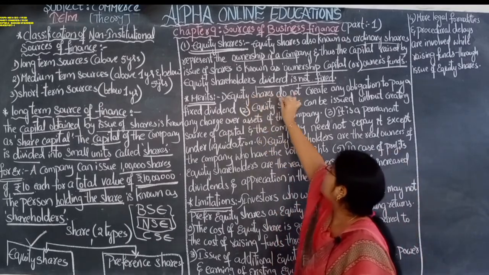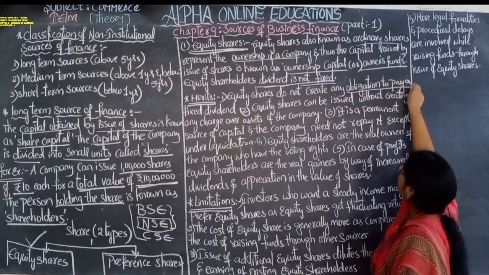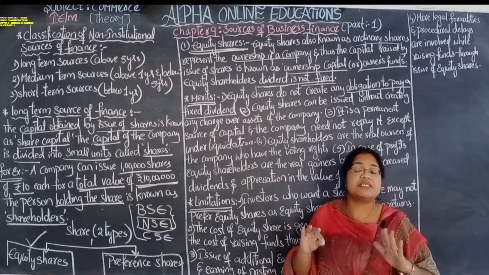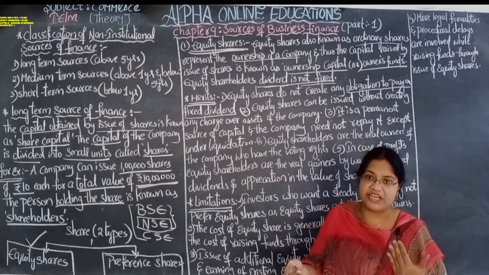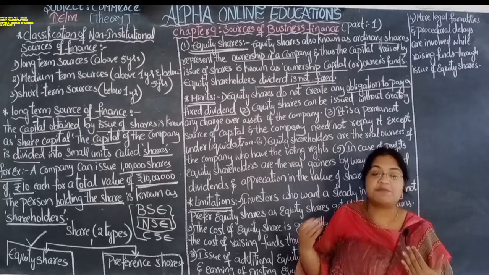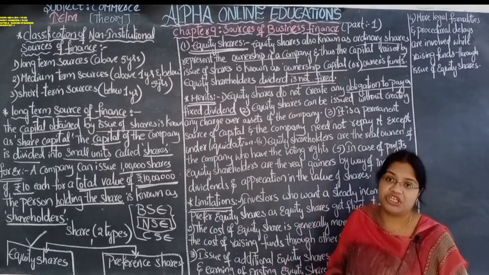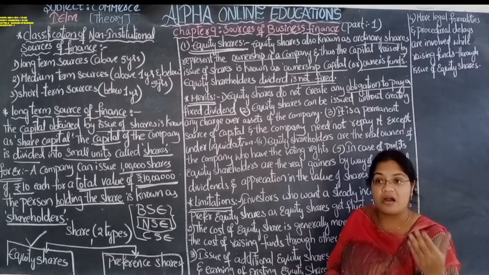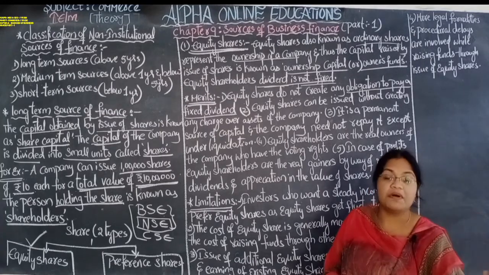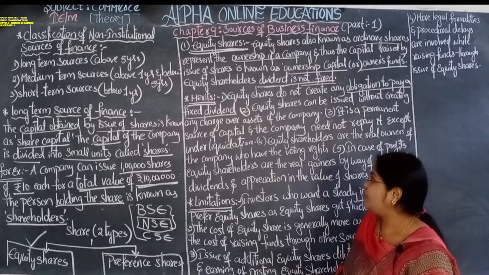Equity shares do not create any obligation to pay a fixed dividend. Obligation means must and should, a responsibility. So there is no need to pay a fixed dividend to the equity shareholders because they are the real owners of the company. After paying everyone else, they will receive the dividend finally. So the dividend is not fixed.